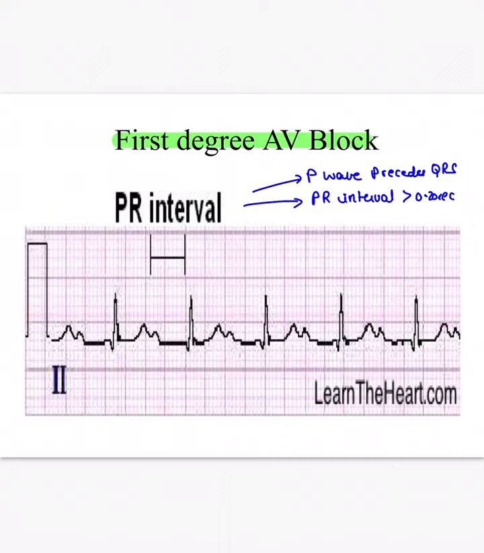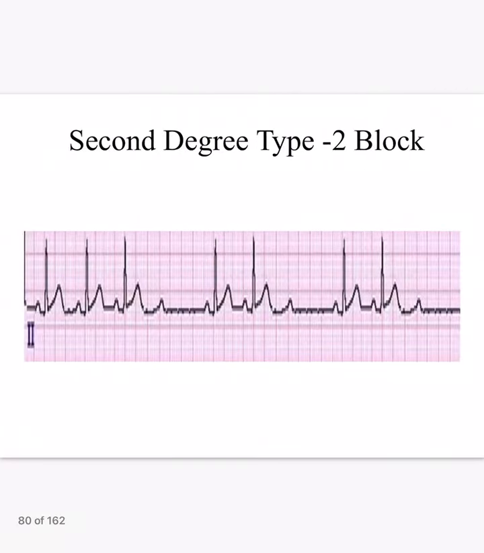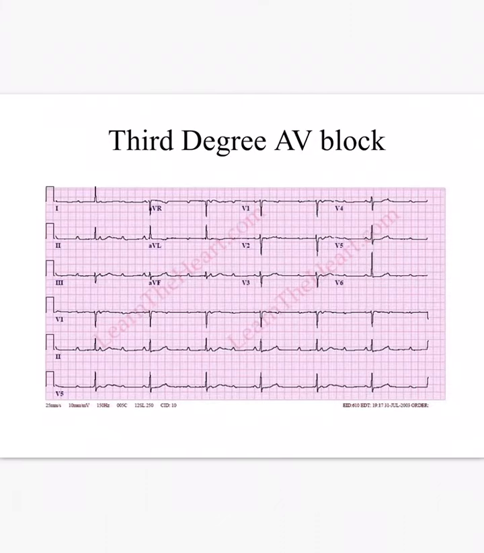First degree AV block is already done. What happens in first degree? The PR is prolonged and each P wave is followed by a QRS complex. That is fine. Second degree type 1 block, also known as the Wenckebach block. What happens in this Wenckebach? PR is prolonged until it drops a beat. Then second degree type 2. Here the PR remains constant, though you may have multiple P waves in between. That is important. Then you have third degree, when you have asynchrony between the atria and the ventricles.